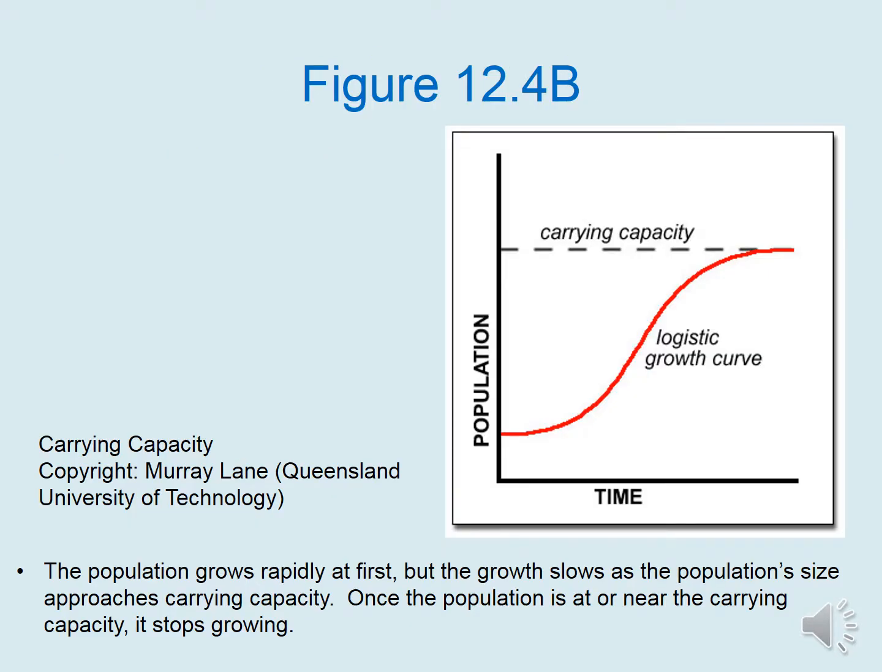This represents the effect of carrying capacity on the growth rate of a population. While the population grows rapidly at first, its growth slows as the population size approaches its carrying capacity. Once the population is at or near the capacity, it stops growing and its numbers stabilize.